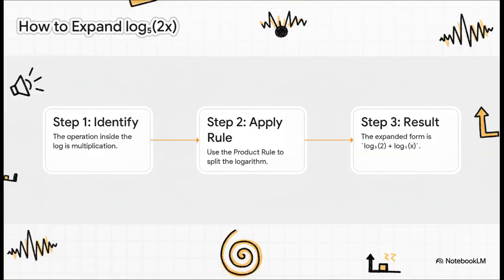Okay, let's start with a really simple expansion. We've got log base 5 of 2 times x. What's the operation happening inside? It's multiplication. So we grab our product rule superpower. That lets us split it into two separate logs that we add together. Log base 5 of 2 plus log base 5 of x.